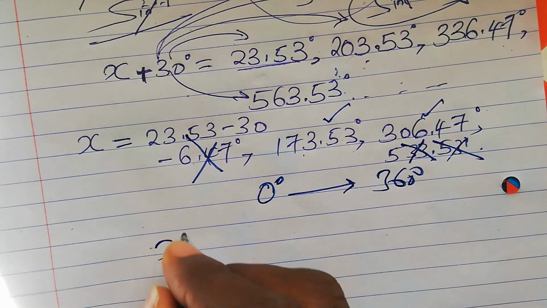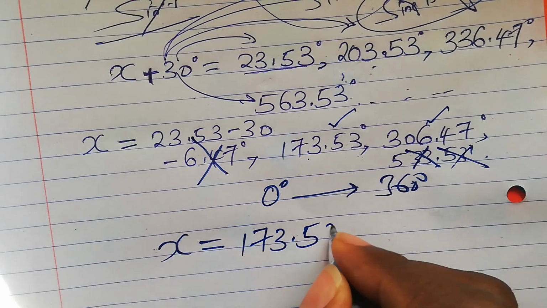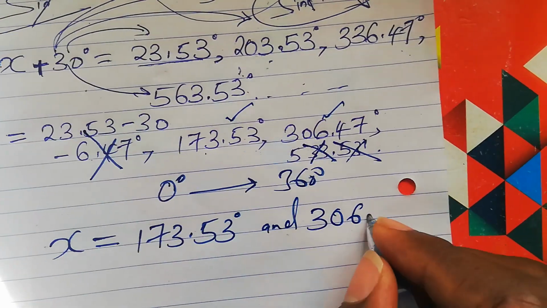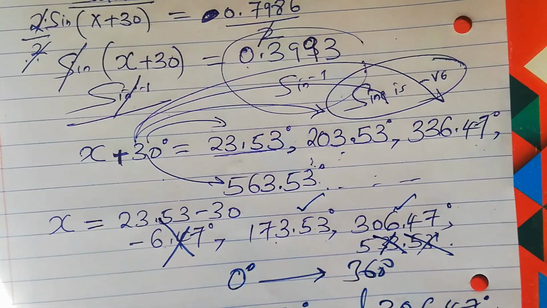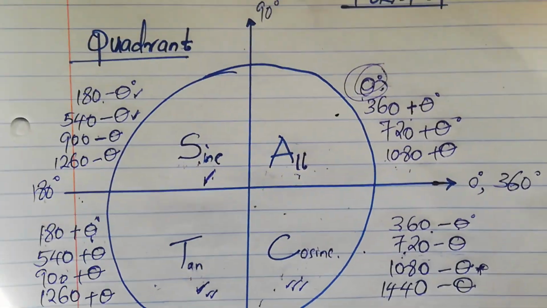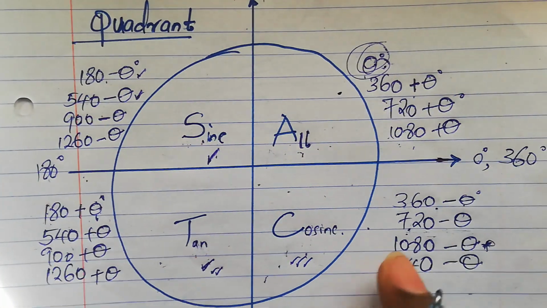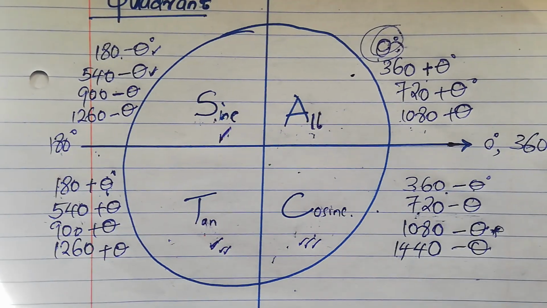So the solutions to x are going to be 173.53 degrees and 306.47 degrees. My learner, I want you to understand how to use a quadrant. And for that case, make sure you know how these values are put, and when you are choosing whichever part of the quadrant that you shall be using.